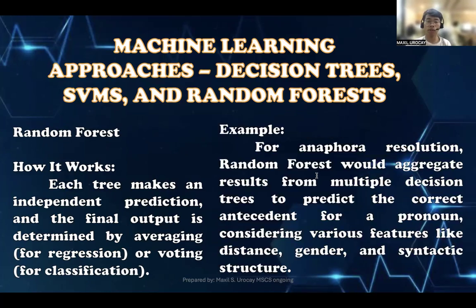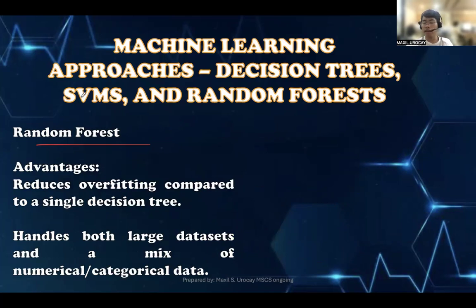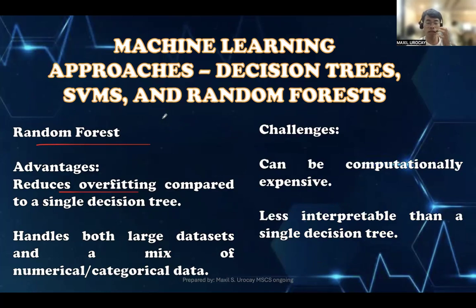For example, for anaphora resolution, random forest would aggregate results from multiple decision trees to predict the correct antecedent for a pronoun, considering various features like distance, gender, and syntactic structures. The advantages of random forest: it reduces overfitting compared to a single decision tree, and it handles both large data sets and a mix of numerical and categorical data. However, the challenges are that it can be computationally expensive and is less interpretable than a single decision tree.